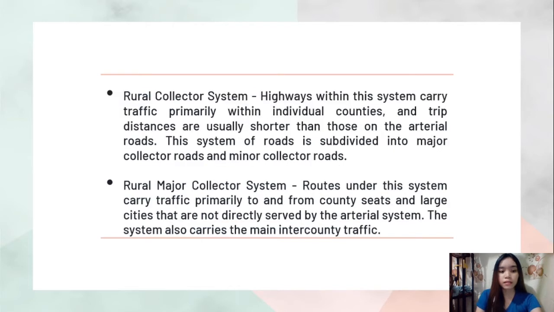So next is the rural collector system. Highways within this system carry traffic primarily within individual counties, and trip distances are usually shorter than those on the arterial roads. This system of roads is subdivided into major collector roads and minor collector roads. The rural major collector system routes carry traffic primarily to and from county seats and large cities that are not directly served by the arterial system. But the system also carries the main intercounty traffic.